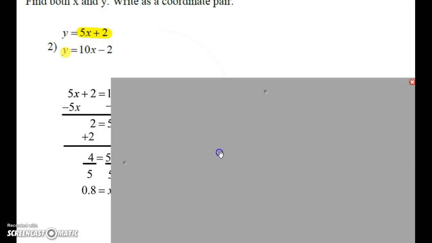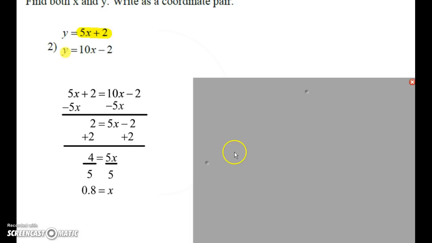All right, welcome back. Let's go ahead and take a look. On this problem, I went ahead again and I subtracted the 5x from both sides. That gave me 2 equals 5x minus 2. Then I added 2 to both sides. Again, I wanted to get the just numbers together on the other side of the equal sign. And finally, I divided by 5, giving me 0.8 for my x value.